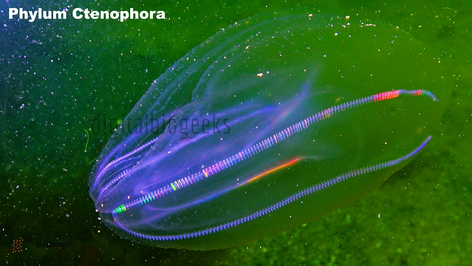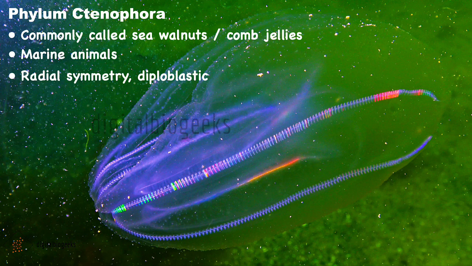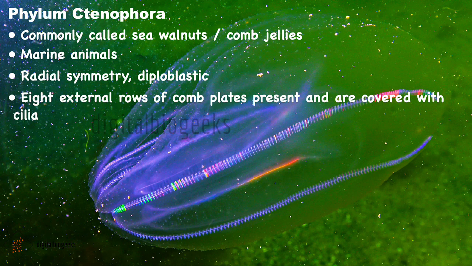Phylum Ctenophora, commonly known as sea walnuts or comb jellies. They are marine, their body shows radial symmetry, and they are diploblastic organisms. They have 8 external rows of comb plates. These are the comb plates, 1, 2, 3, 4 and others on the other side. These comb plates are covered with cilia which help them swim in water.